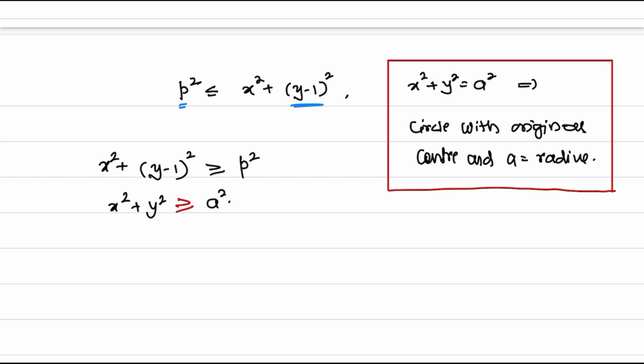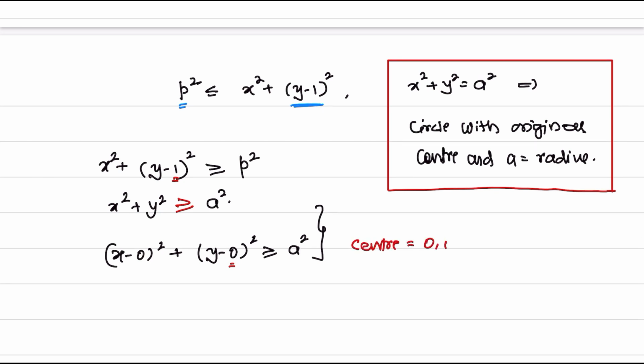This is written as x minus 0 whole square plus y minus 0 whole square is greater than or equal to a square, let us say. This is the standard equation for the region outside a circle of radius a, because it is greater than that value. Instead of 0, we have here minus 1. Then this will be a circle. Here center is equal to 0, 0.